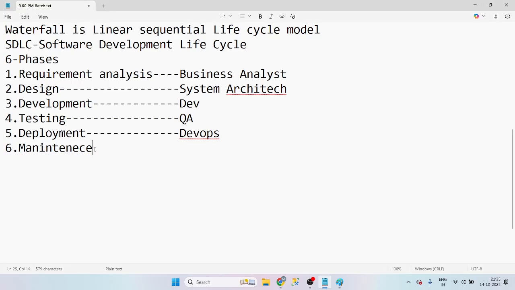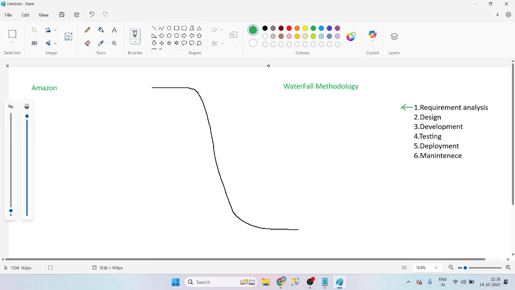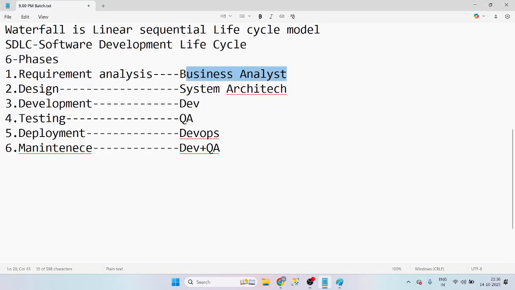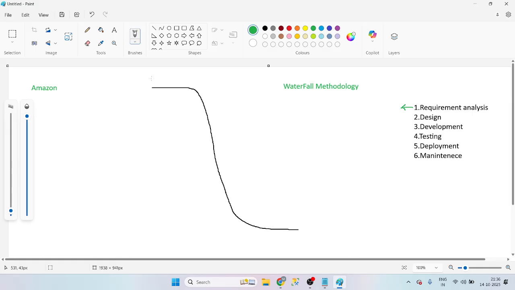Right. Here, maintenance will also be taken care of by the team, like developer plus QA. Dev plus QA. Okay, these guys are going to take care of it. Coming to the design phase, these requirements will be written by whom? Basically, the business analyst will write the requirements. Okay. Now we will come here. Manoj, you said that this is the diagram of waterfall methodology. How does it work? Initially, to start a project in waterfall methodology, we need to have 100% of the requirements.